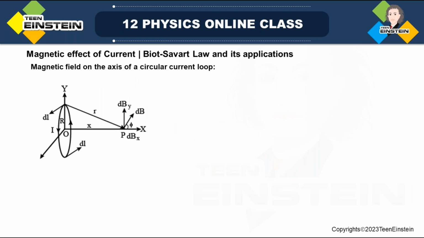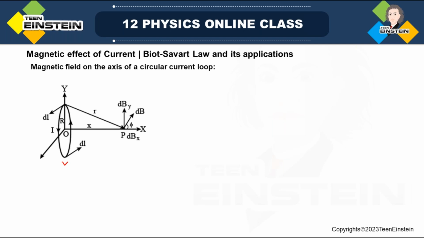So we have learned Biot-Savart's law for a straight conducting wire. Now we'll learn Biot-Savart's law for a circular current carrying loop, and we'll see in that case the magnetic field will exist along the direction of the axis. Okay, along the direction of the axis. So to develop that, let us consider this figure.